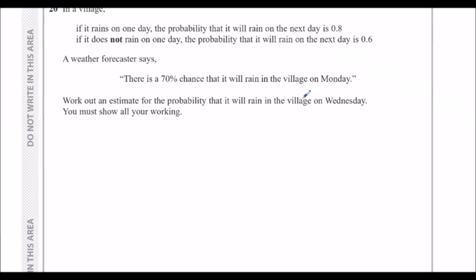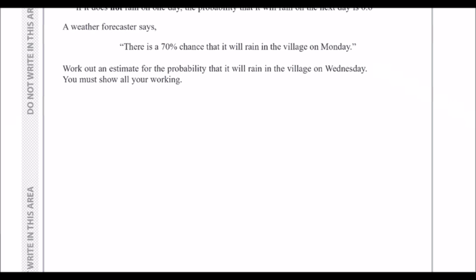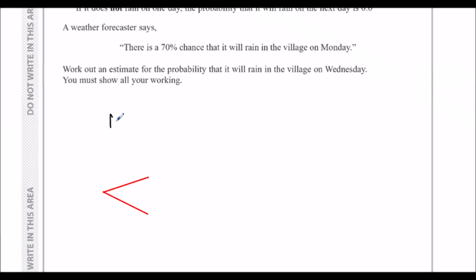So we've got Monday, Tuesday, and Wednesday. I'm going to draw a tree diagram. It might end up being a bit complicated because it's got 3 bits, but we'll go for it. So we've got Monday, and it can rain or it could not rain. I'll do R with a dash for not rain. So 70% it will rain on Monday, 30% it won't rain.